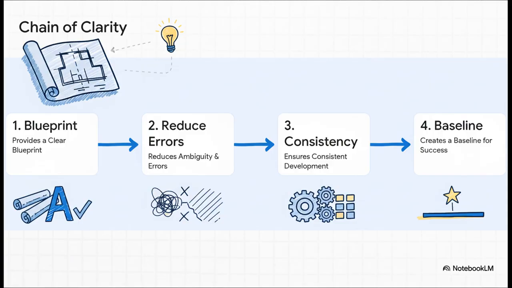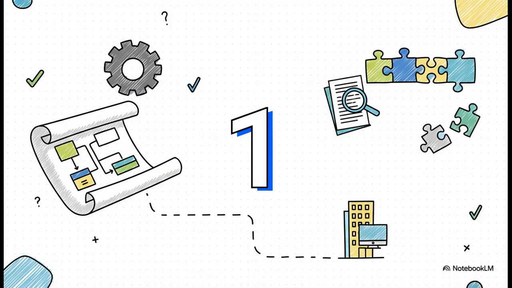And that contract, it sets off this incredible chain reaction of clarity. It all starts with that clear blueprint, which naturally cuts down on ambiguity and all those costly errors. That, in turn, ensures development is consistent, and ultimately, it creates the solid baseline you need for a successful project. So what does all this really boil down to? The approved design document becomes the single, undisputed source of truth for the entire project. If anyone has a question, you don't ask the person next to you, you don't make a guess, you go back to the blueprint. Period.